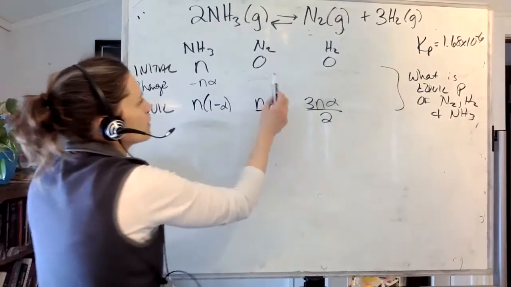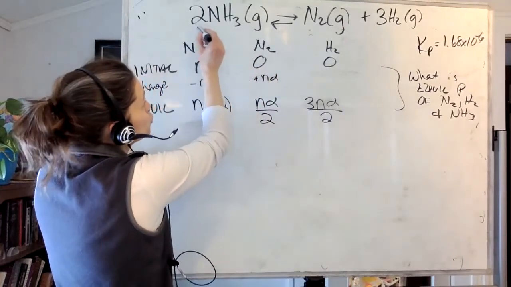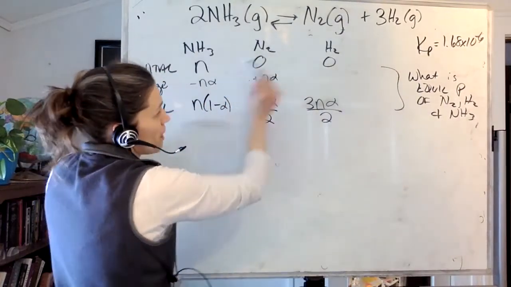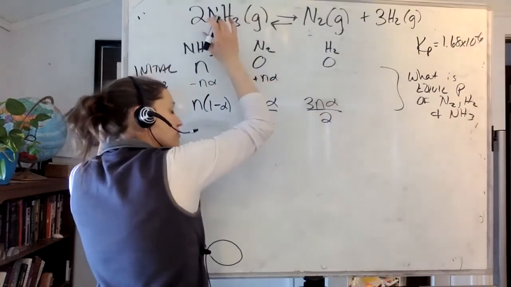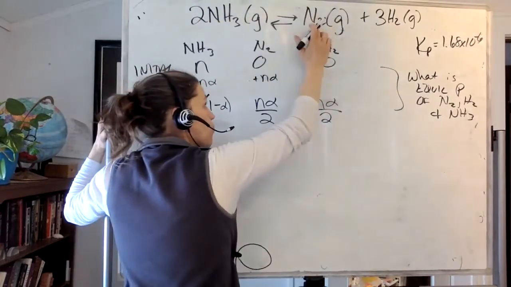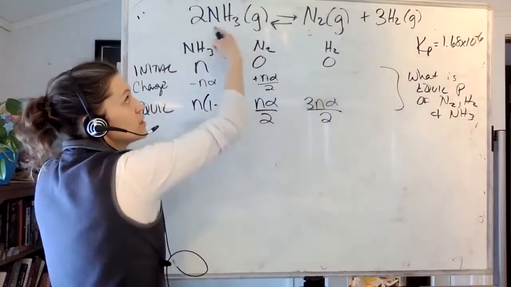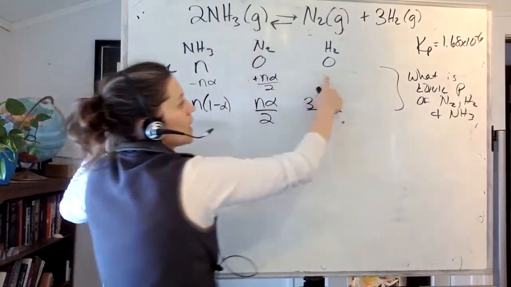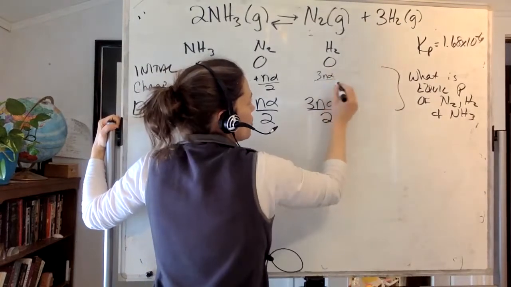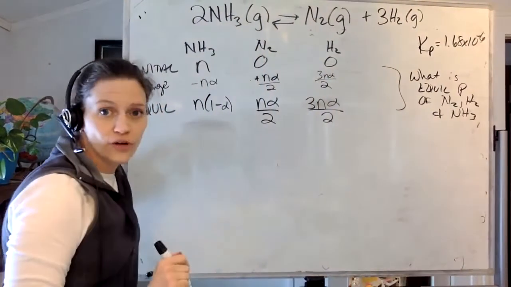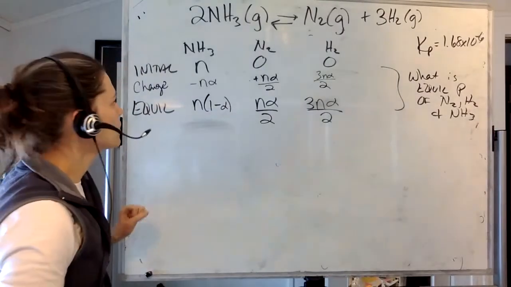Okay, and then here you've got plus N alpha, but for every 2 moles of NH3 that are reacting, you're making 1 mole of N2, so that means you're going to have a half N alpha created, because of the 2 here. And likewise, you're going to have 3 N alpha created per every 2 NH3. Okay, so there's your ICE table, initial, change, equilibrium.